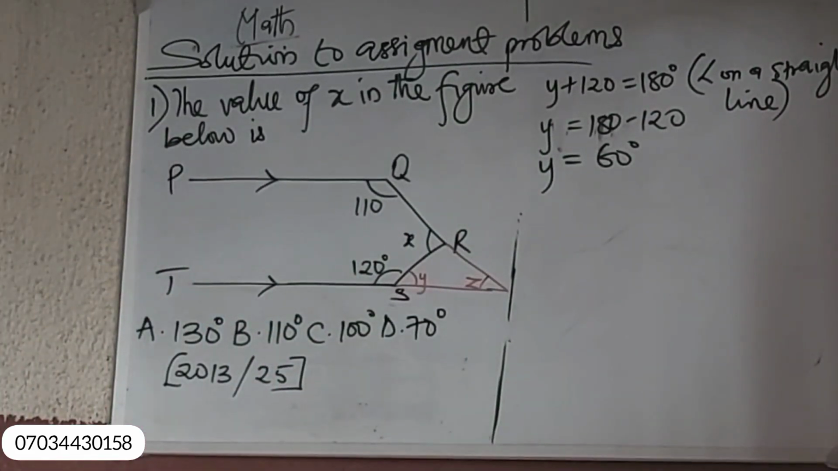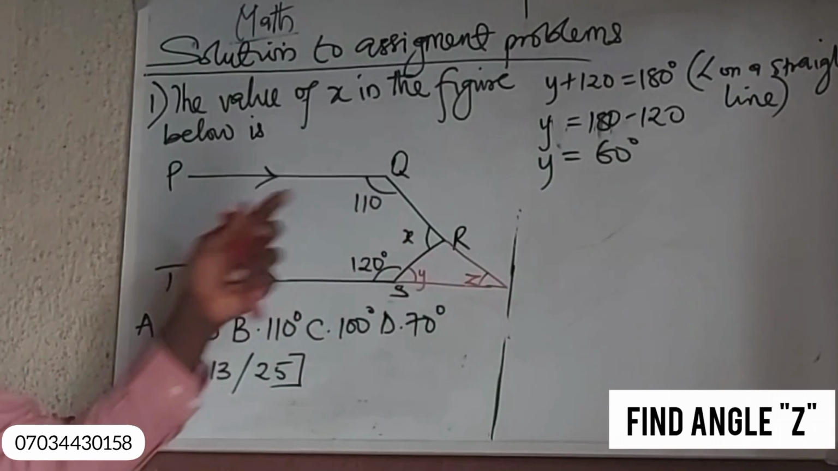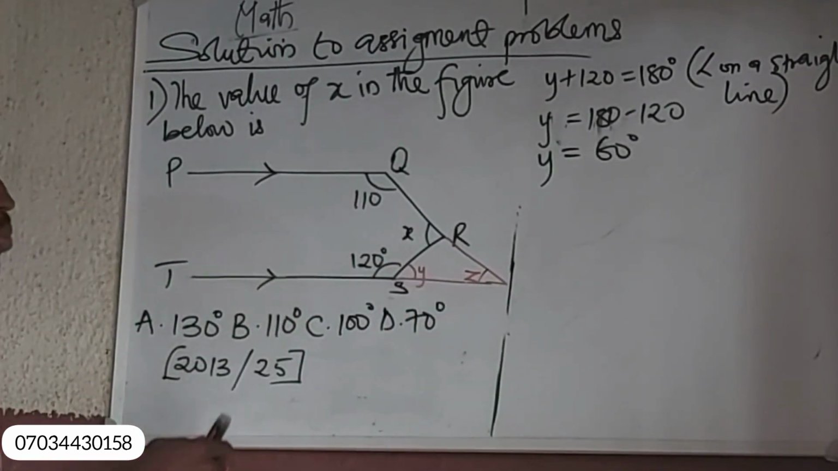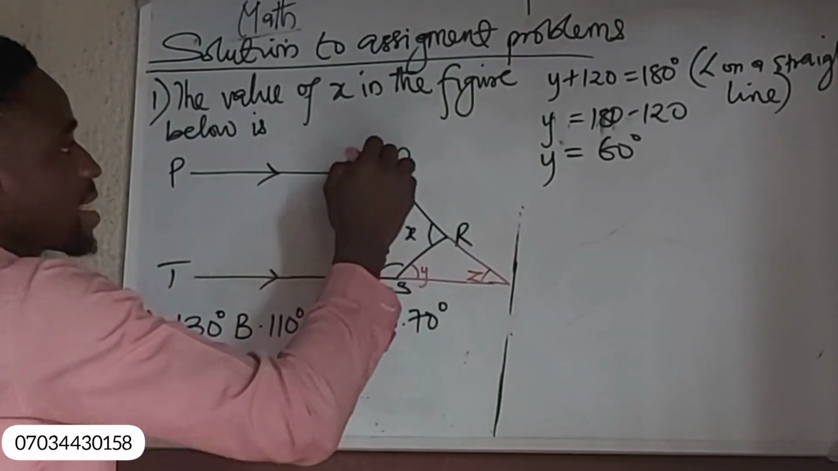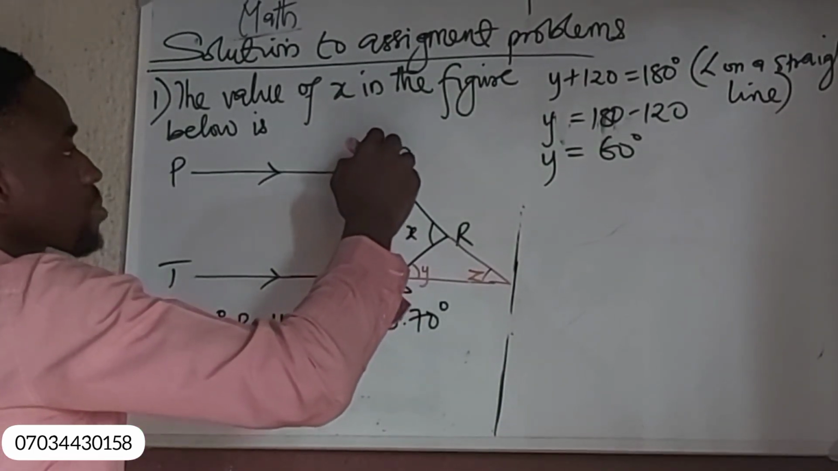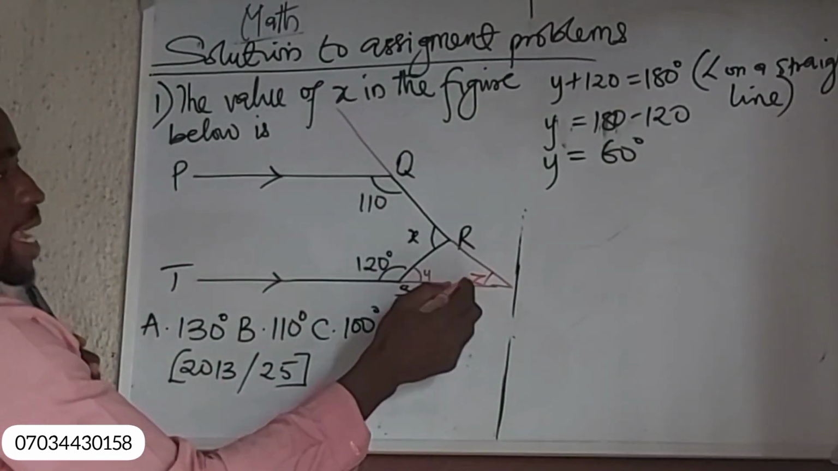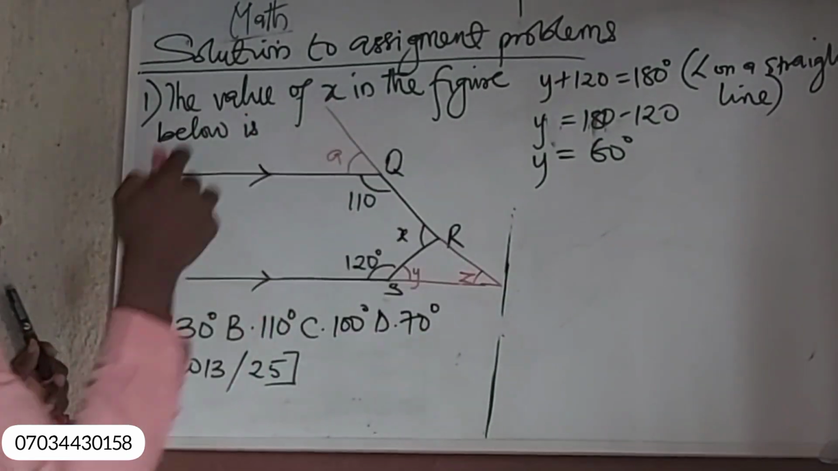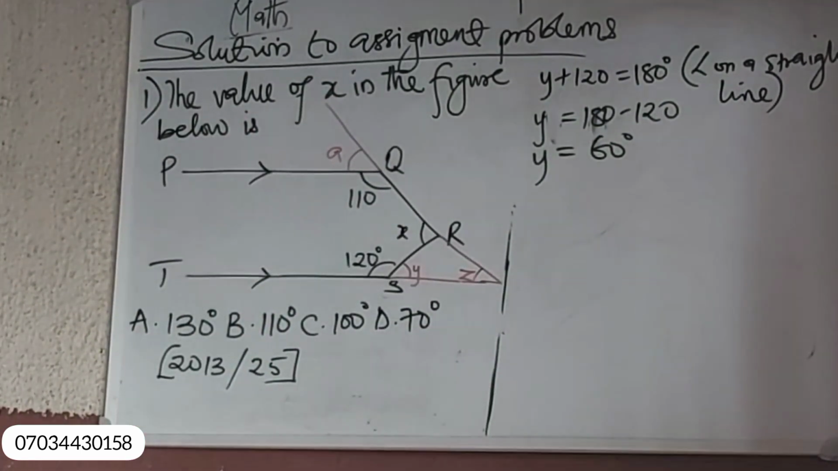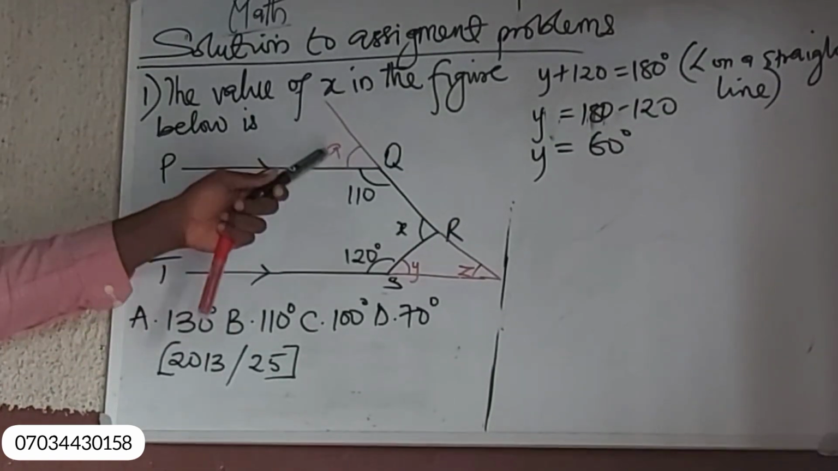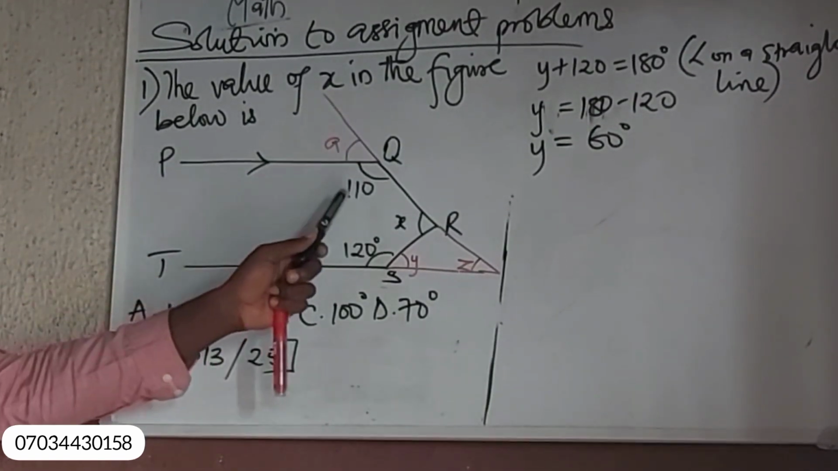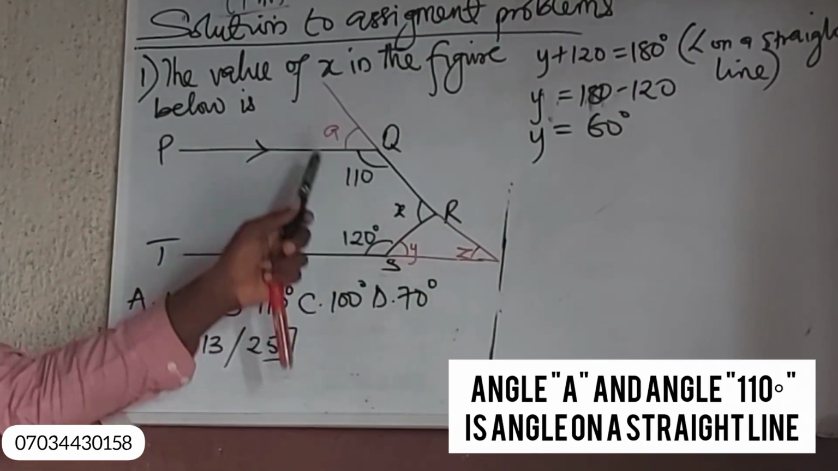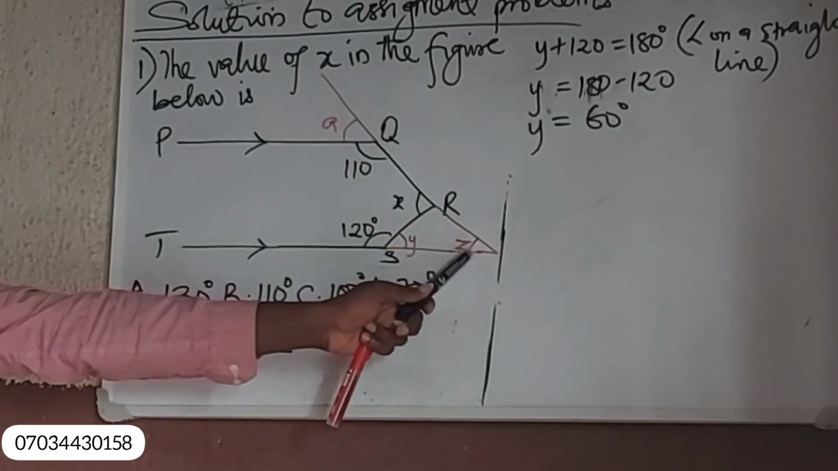Then we will need to find angle z. How do we find that? Now let's look at z and this guy. If I extend this line, you will see that the angle it will make here, which I can call A, and Z are in the same location, so they are corresponding angles. I can easily find angle A, because angle A and angle 110 will give us angles on the same line. So if I find A, it corresponds with angle Z.